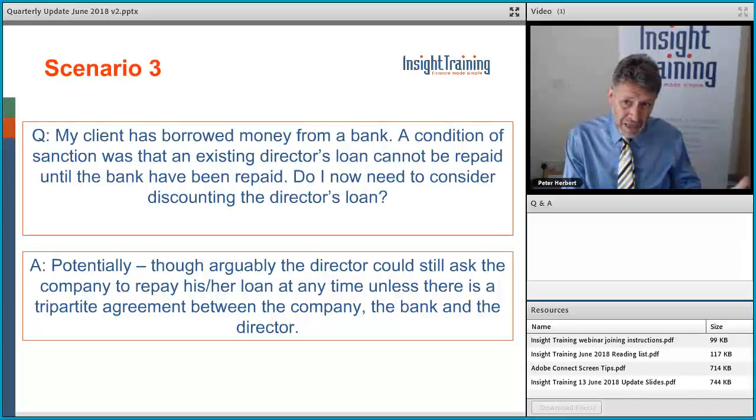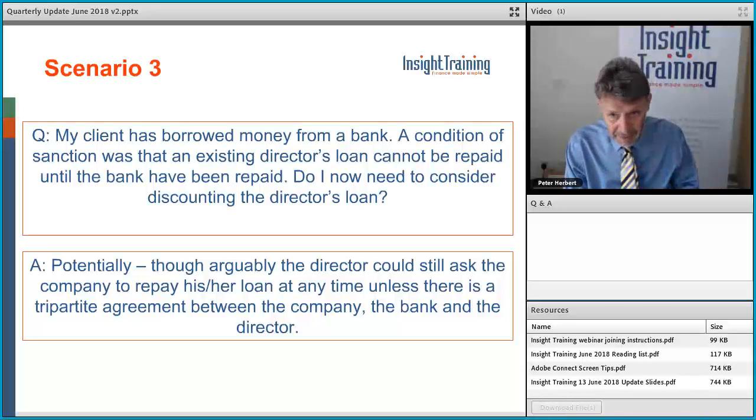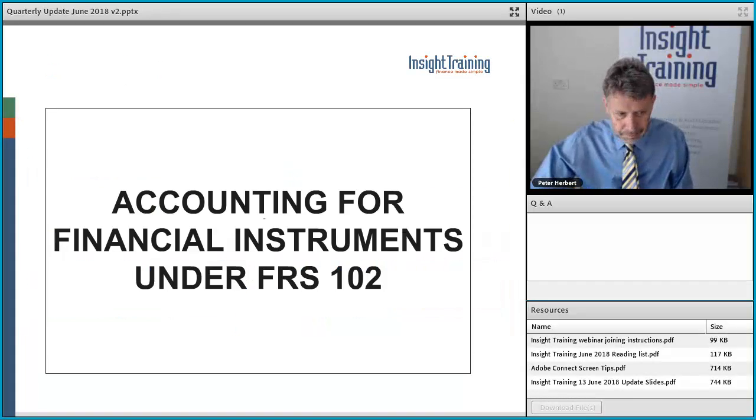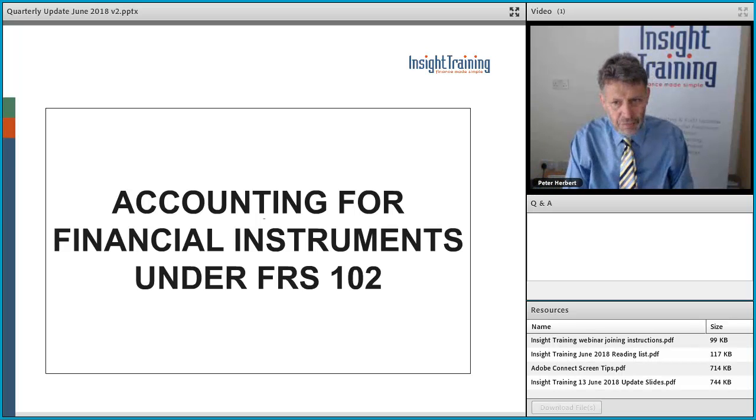And going back to the earlier point I made, if that entity was a small entity, no need to NPV it. If it were a medium entity, it would be an issue. And that, again, I think has been quite a tricky one. A very common issue, of course, in many straightforward owner-managed entities that we come across. That's accounting for financial instruments under FRS 1 and 2.